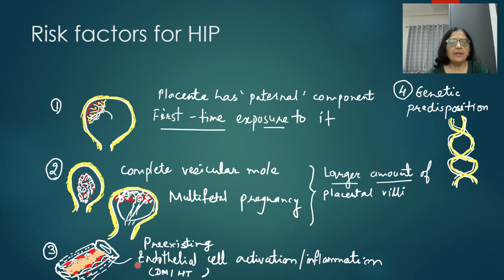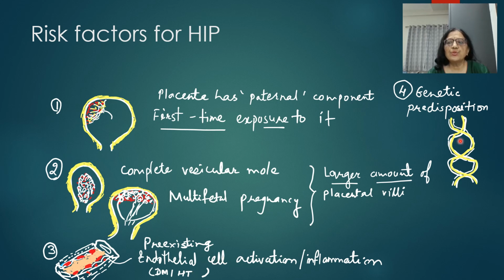Third is if there is already vascular damage in the mother. It is easy to understand vascular damage, but the terminology used is pre-existing endothelial cell activation. So how we remember is we draw a vessel, and the innermost layer of the vessel is endothelium, and endothelial cell activation is synonymous with endothelial cell dysfunction. So whenever endothelial cell damage or inflammation is there, that means there is a vascular disease. So any pre-existing disease which is associated with damage to the vessels in the body will be the risk factor, and the most common will be diabetes and chronic hypertension.